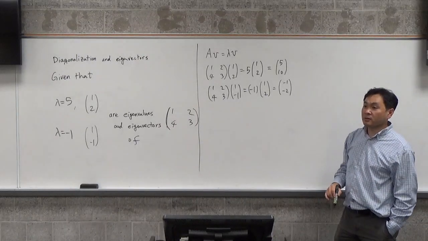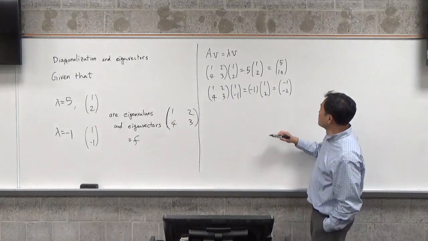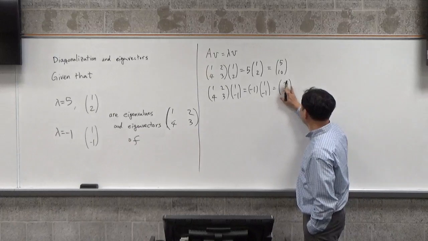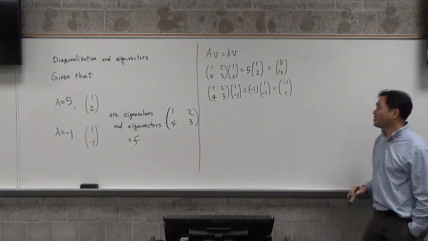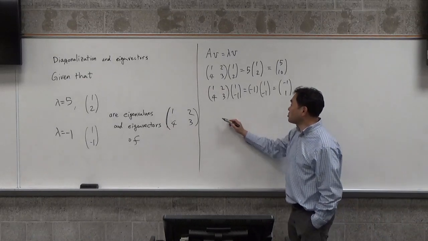Yes? How come for negative 1 it's times (1, 2)? Shouldn't it be (1, -1)? Oh, sorry. It should be (1, -1). You're right. Now I'm right. Thank you. So now I can put those two things together.